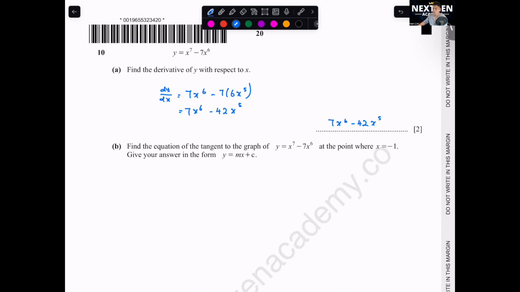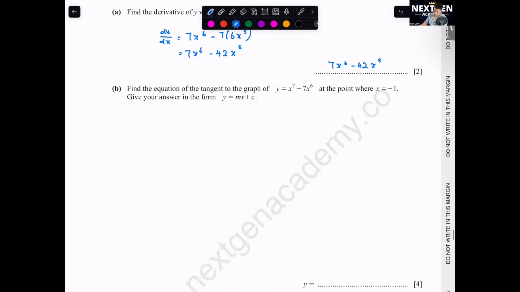Okay, you can remember already, right? Number 4, find the equation of the tangent to the graph y equals x^7 minus 7x^6, at x equals -1. Give your answer in the form y equals mx plus c. So this is one of the possible questions that often comes out. They ask you to find the equation of the tangent or the equation of the normal. To find the equation of the tangent, you first have to find your m value, then you find your c value.